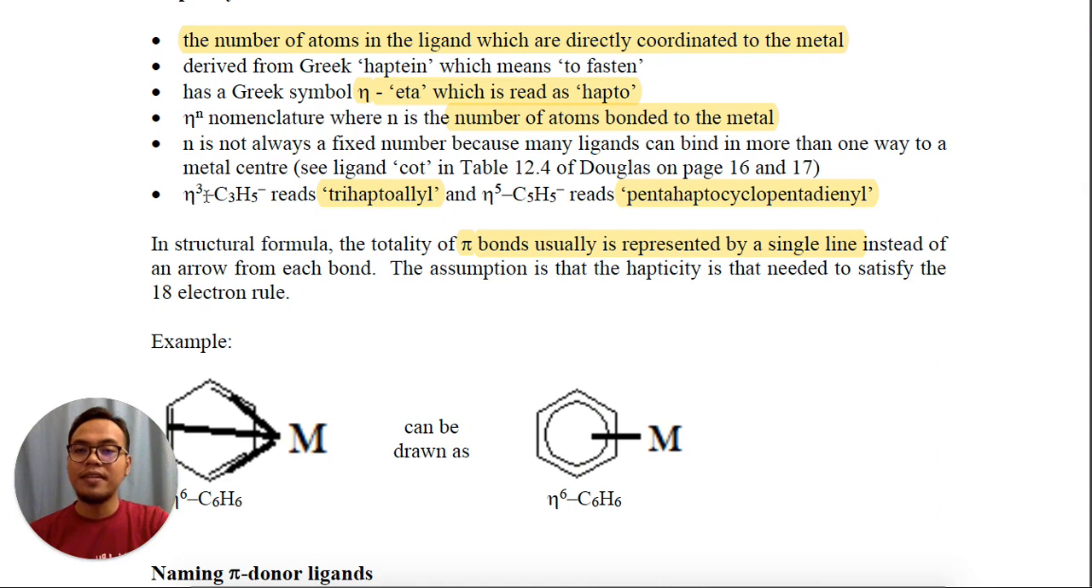So for example, we have eta 3 here, so hapto 3 here. So 3 means we have C3H5. This is the ligand. This ligand is called allyl. So eta 3 meaning we have trihapto allyl. Now you have eta 5 or hapto 5. This is called pentahapto. Okay, eta 3 we call it trihapto. Eta 5 we call it pentahapto, followed by the name of the ligand. So this is allyl and this is cyclopentadienyl. I have shown you this ligand before, do you still remember?